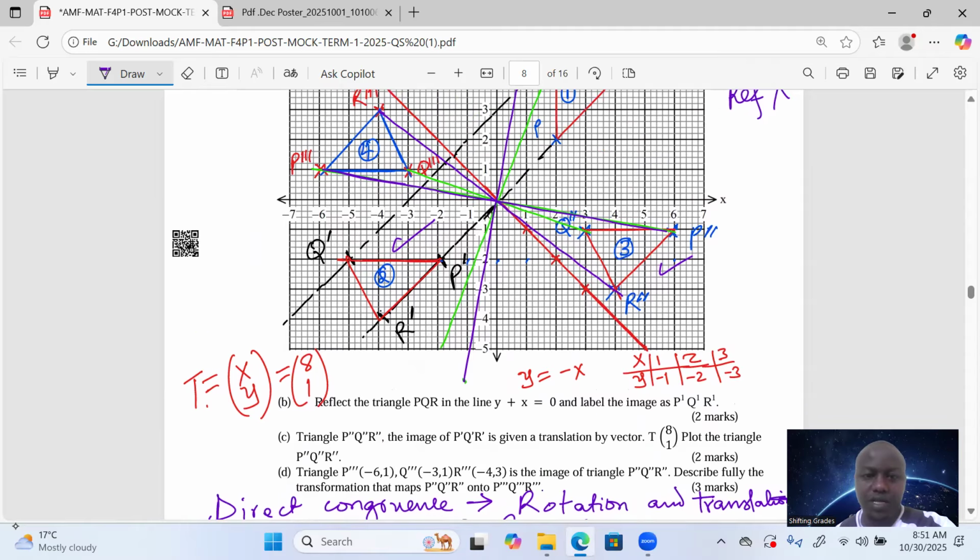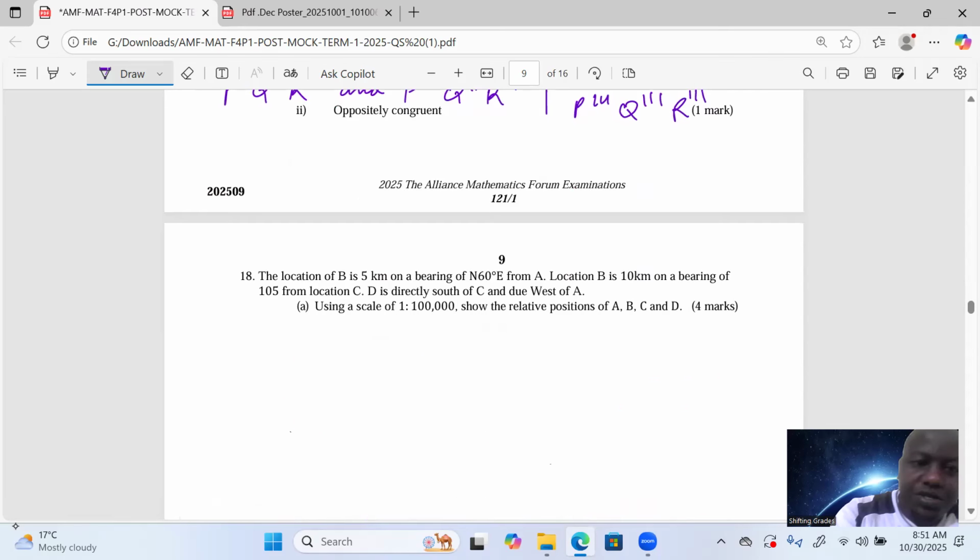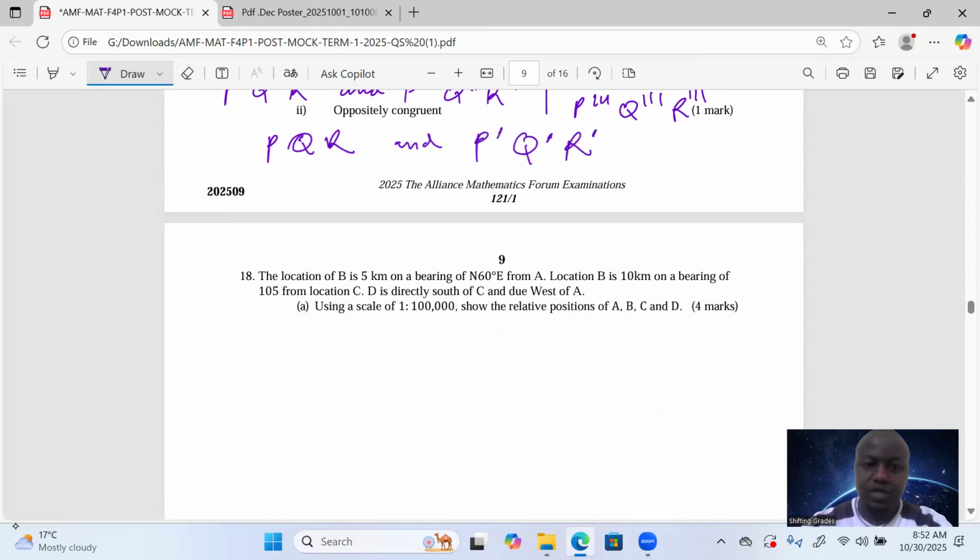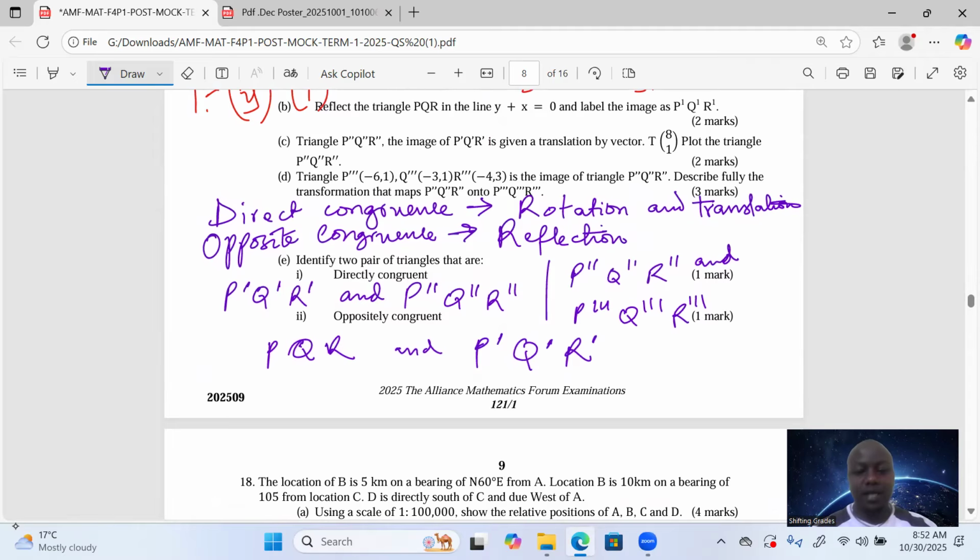So the first triangle, PQR, and the first image. Now for opposite congruence, PQR and PQR. So that's what you're supposed to know now. You are just guided by the transformation that took place. So you're supposed to be conversant with everything that is happening.